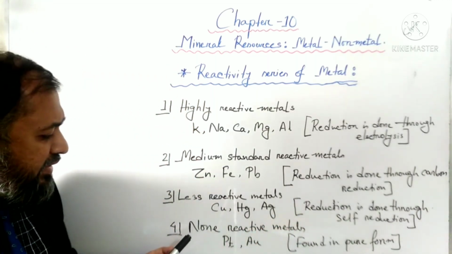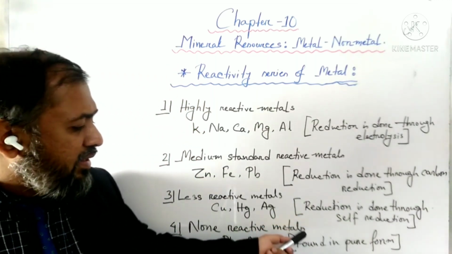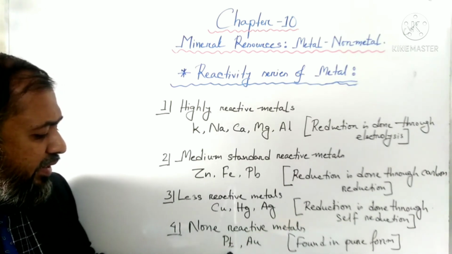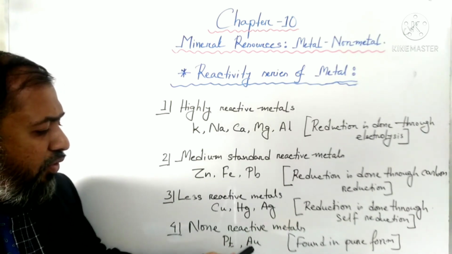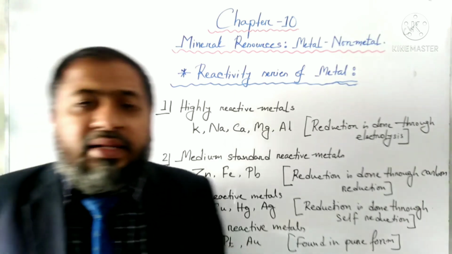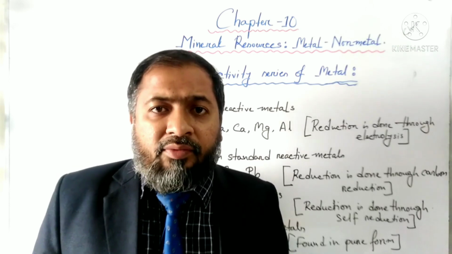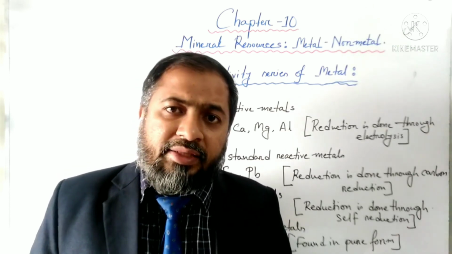Last but not least, non-reactive metals. In this group, we can see two metals, platinum and gold. These metals need not be extracted from any ores. These metals are found in pure form in nature.